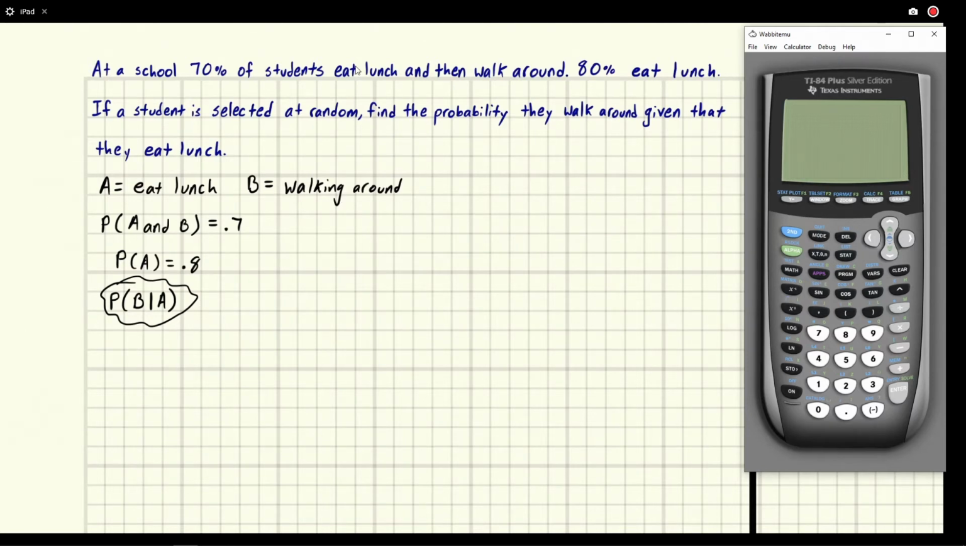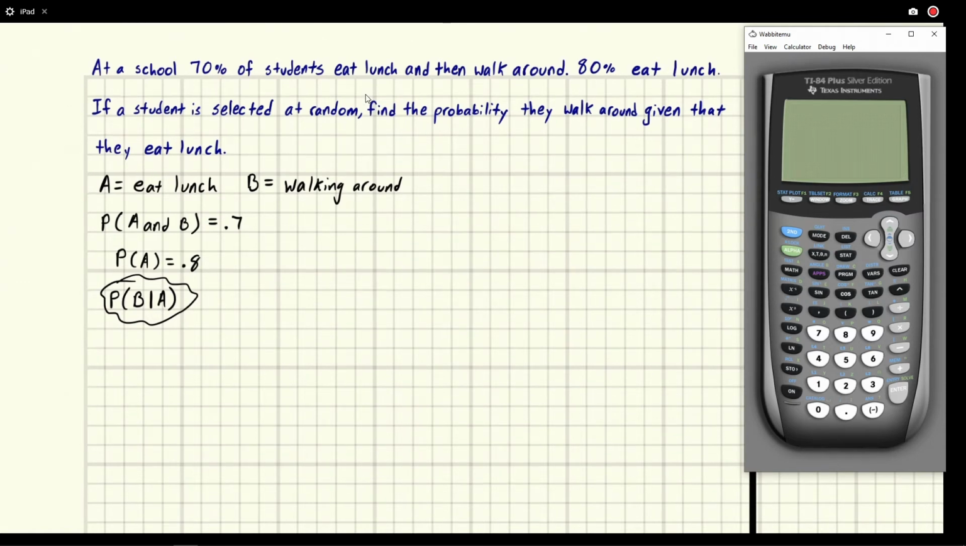Now, looking at this, there's something really important we have to decide that the problem sort of leaves up to us, which is: are these events independent or dependent? That matters because the probability of A and B has two formulas, one for an independent case and one for a dependent case.